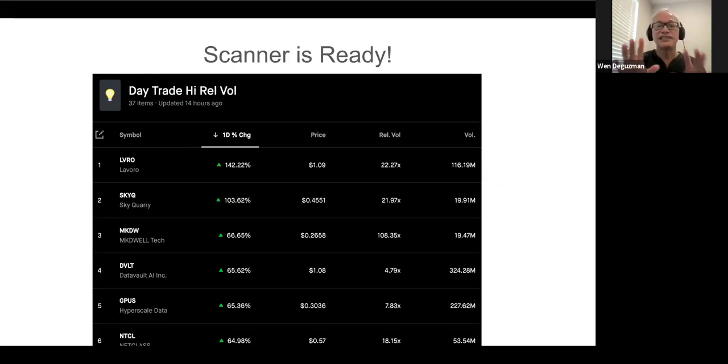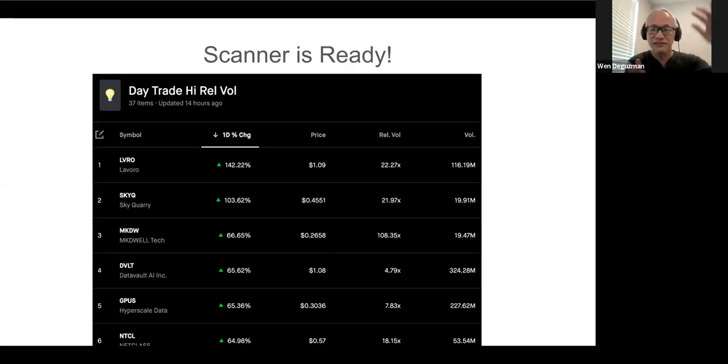And the scanner that I did for today, as I record this video, gave me all the stocks. LVRO giving 142% change for just one day. So think about that. And look at the relative volume, 22 times the normal. And we even have MKDW with 108 times the normal volume. Think about that. Those are what you want.